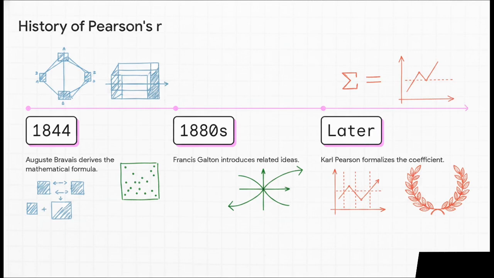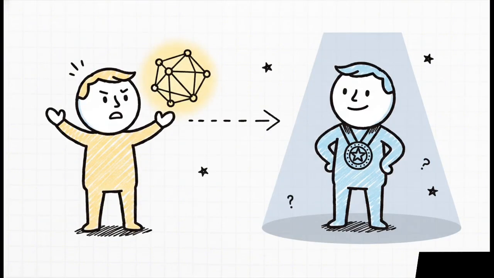Auguste Bravais actually derived the core mathematical formula way back in 1844. Then, decades later in the 1880s, Francis Galton introduced related ideas about reversion and regression. And Carl Pearson, well, he just took those concepts, formalized them, and basically brought the whole thing to the finish line later on. Which brings us to a frankly hilarious real-world example of Stigler's law of eponymy. Now, if you don't know it, Stigler's law states that no scientific discovery is ever named after its original discoverer. Considering Carl Pearson gets all the historical credit and literally the namesake for a formula he didn't even initially derive, I'd say Stigler's law is performing with absolute perfect correlation here.